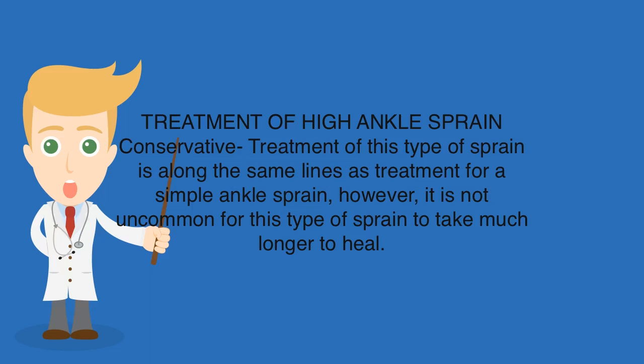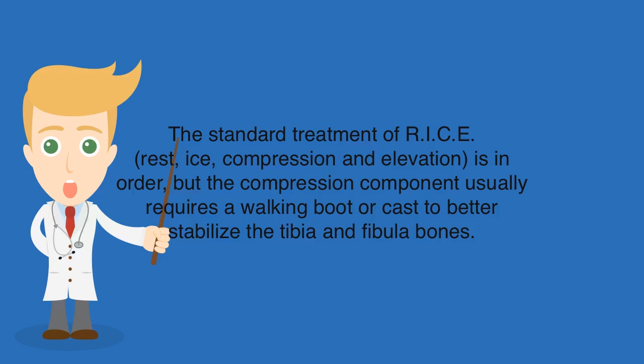Treatment of high ankle sprain. Conservative treatment of this type of sprain is along the same lines as treatment for a simple ankle sprain. However, it is not uncommon for this type of sprain to take much longer to heal. The standard treatment of R.I.C.E., rest, ice, compression, and elevation, is in order, but the compression component usually requires a walking boot or cast to better stabilize the tibia and fibula bones.